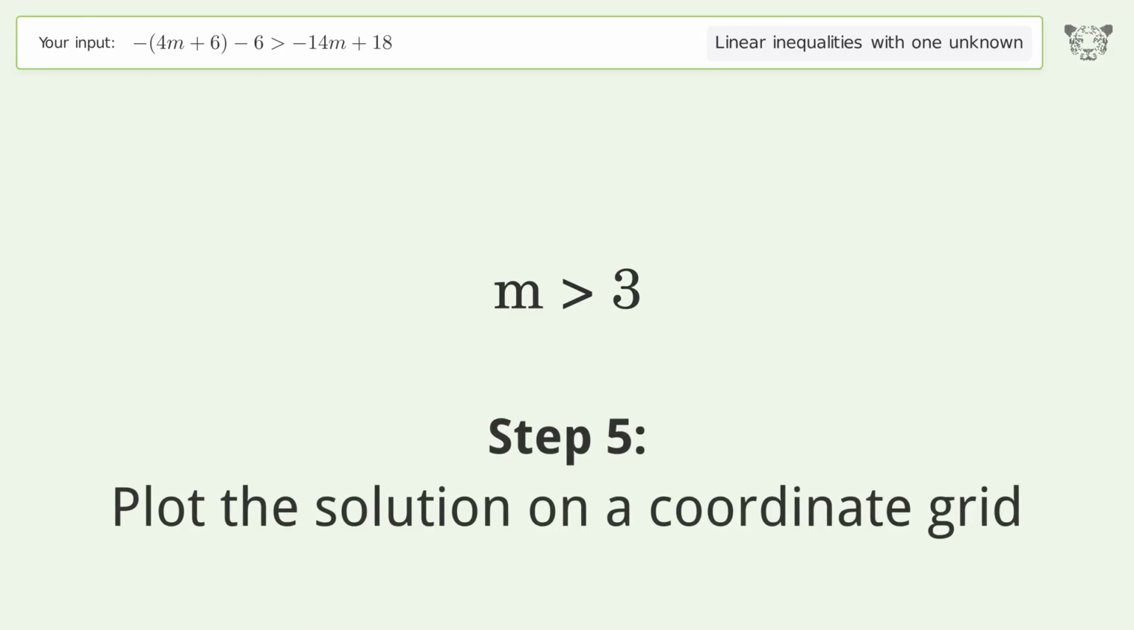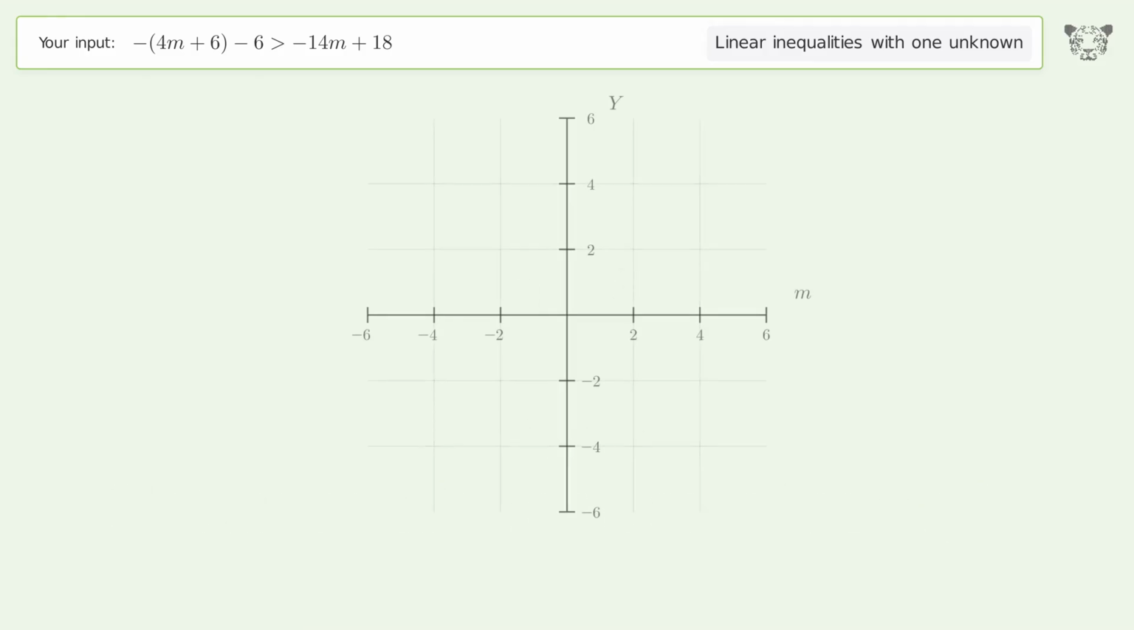Plot the solution on a coordinate grid. And so the final result is m greater than 3.